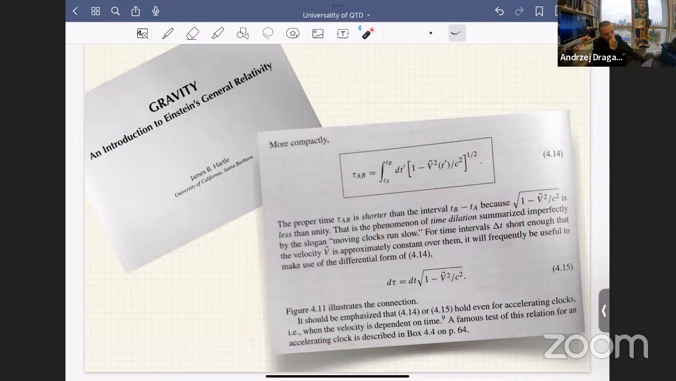So the answer that is given by Hartl is, yes, ideal clocks exist, muons are good candidates, and they measure proper time.